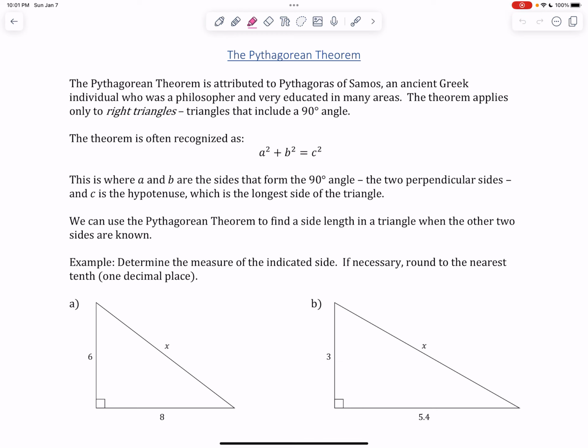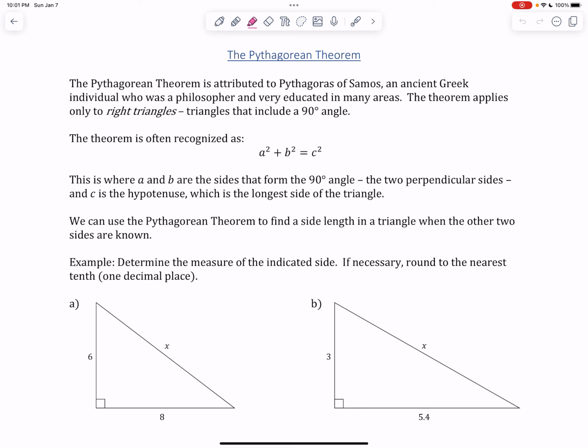90-degree angles will always be indicated with this little square figure. That indicates that that angle measures 90 degrees. That is a right angle, therefore this is a right triangle. Whenever we do have a right triangle, we'll use this statement: a squared plus b squared equals c squared. And that's what's going to be used to link the lengths of the three sides together.